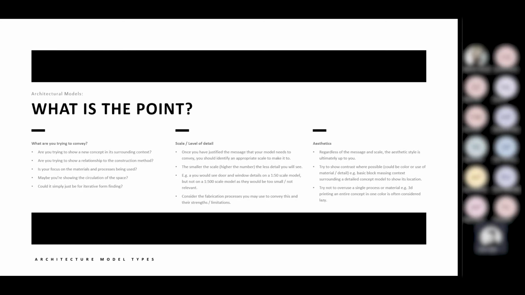So are you trying to show a new concept in its surrounding context? In which case something like a site model or an urban model might be quite useful. Are you trying to show a relationship to the construction method? In which case maybe a structural model or construction detail model might be quite useful. Is your focus on the materials and processes being used? In which case maybe you're going to be doing either an exterior model, a structural model, a construction detail, or an interior model. So again, there's different things that can influence what it is that you're going to be making.